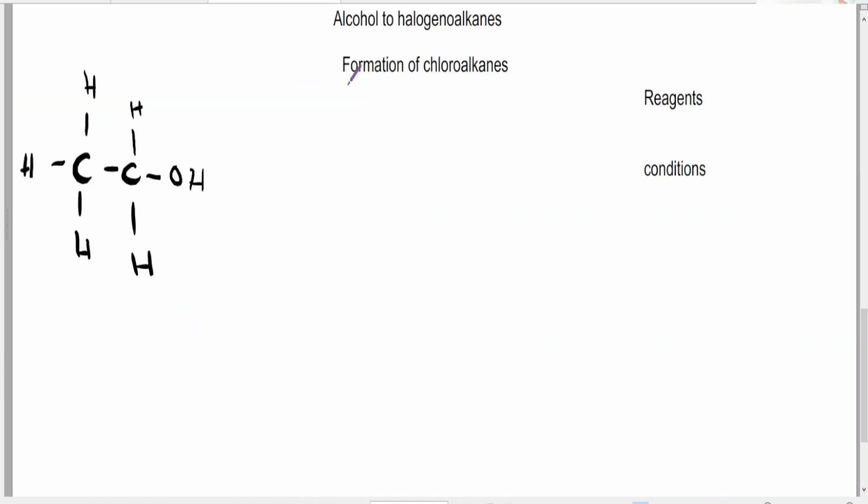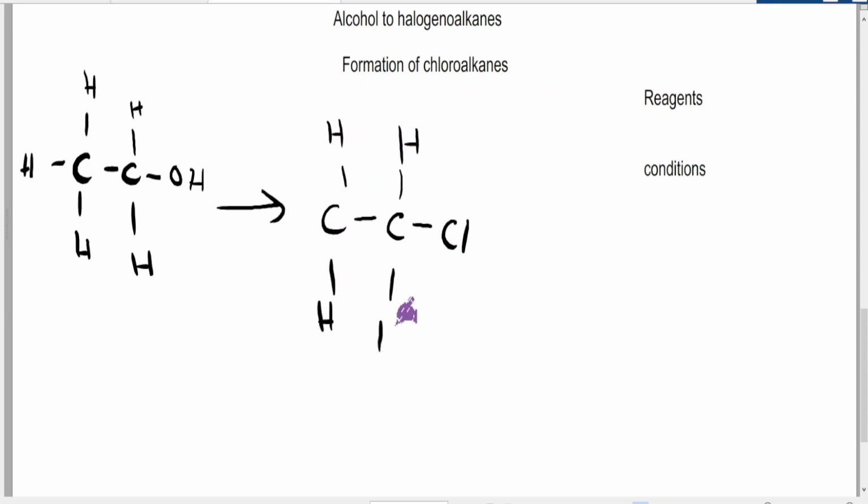So the next reaction involving alcohols is the conversion of alcohols to halogenoalkanes, and there are different reagents and conditions for the formation of chloroalkanes and the formation of bromo and iodoalkanes. So let's start with the formation of chloroalkanes. Now any alcohol under certain reagents and conditions would form a halogenoalkane where the OH gets replaced by the halogen. In this case it's chlorine, so the OH gets replaced by chlorine.